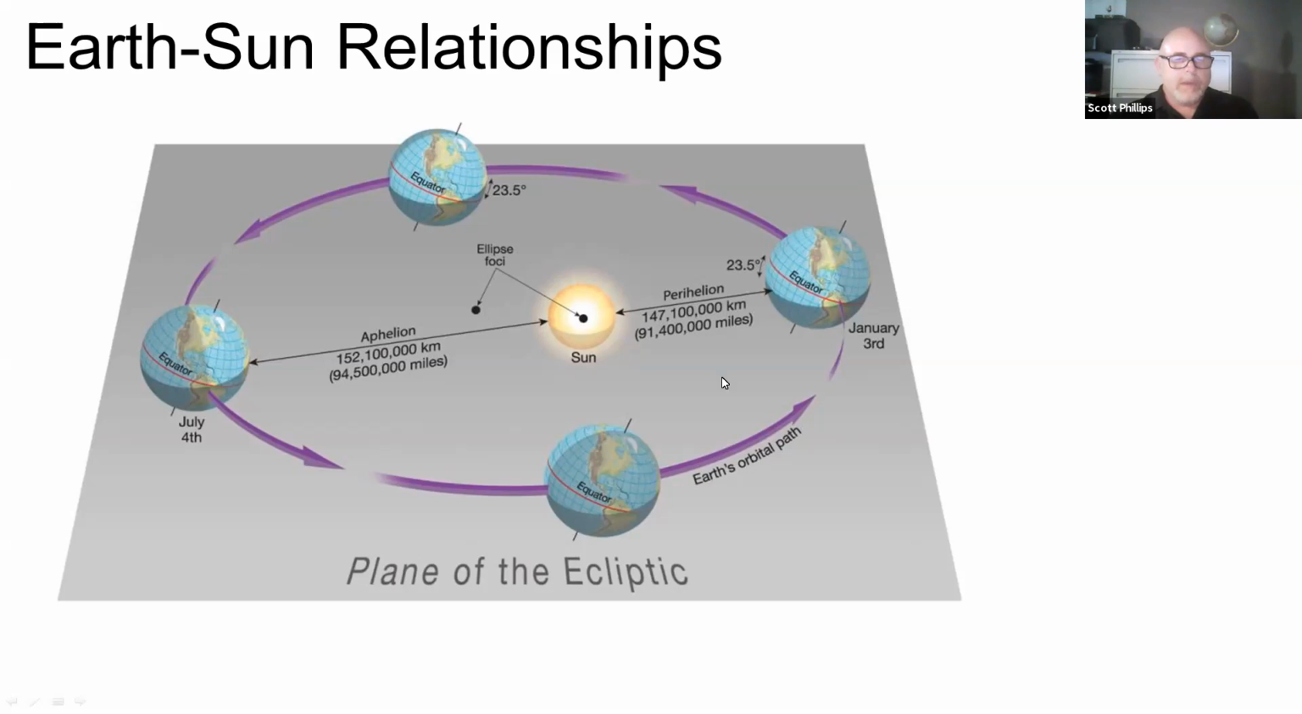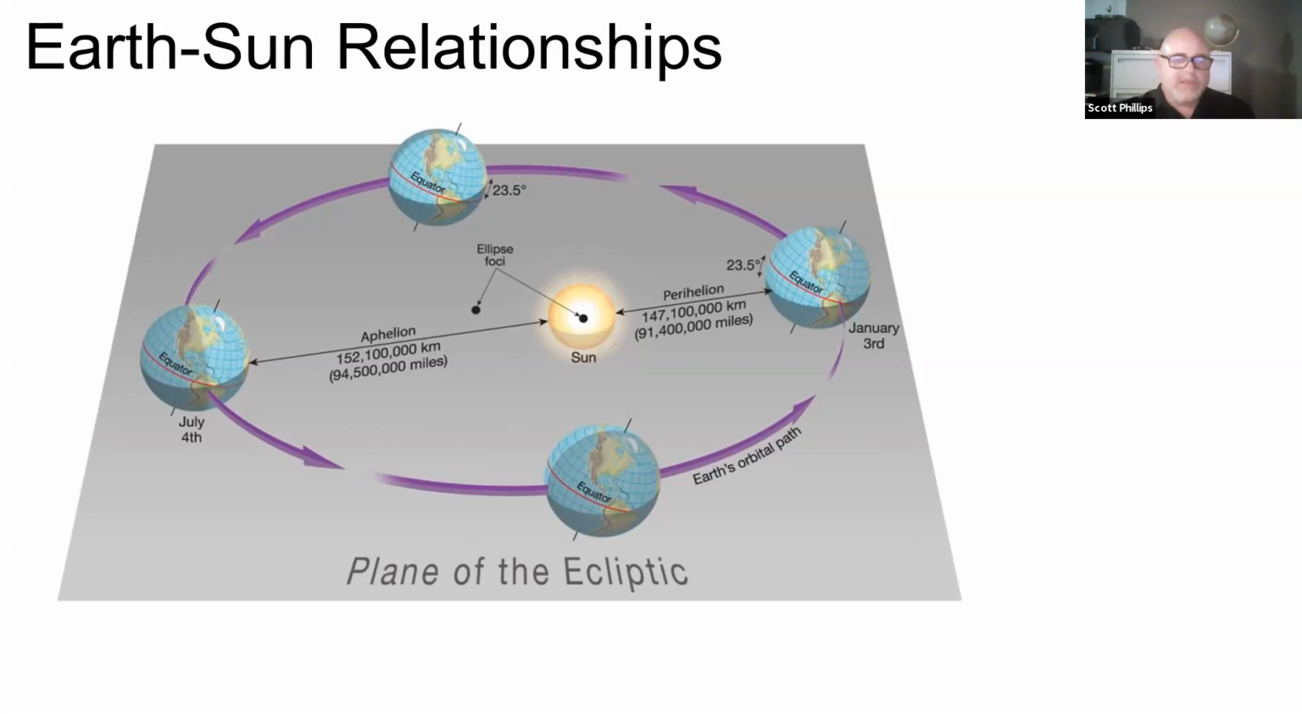A couple of things about the orbit of the Earth around the Sun. One is that it's not always at the same exact distance. This is exaggerated somewhat, but sometimes we're a little bit closer to the Sun, sometimes we're a little bit further away. So in July, we're a little bit further away. In January, we're a little bit closer. It's not a perfect orbit, but that's really not that significant.